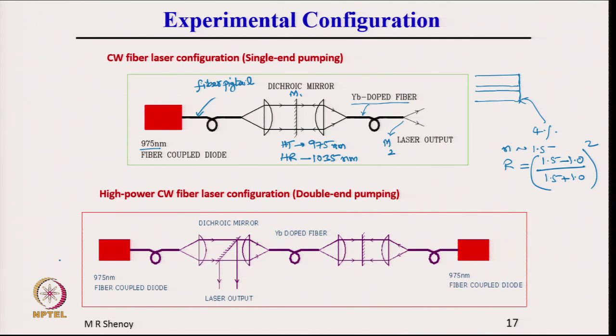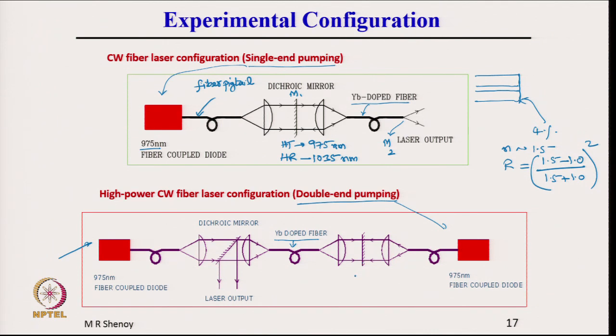What is shown here is double ended pumping. The earlier one is single end pumping, which means there is only one pump laser, and this is double end pumping, which means there are two lasers which are pumping. I already showed this in the case of the erbium doped fiber laser, and that is the same thing which is shown here in the Yb doped fiber laser. There is the first pump whose output is collimated and fed to the Yb doped fiber, which is this one, and there is a mirror here.